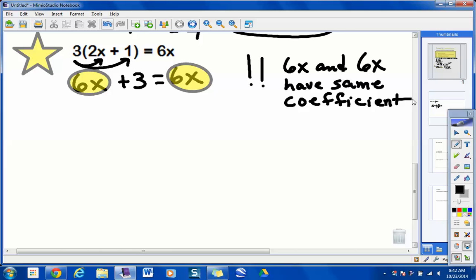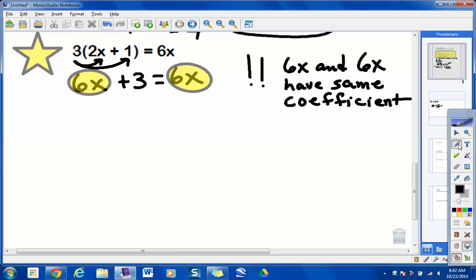Take a look at the left side. Can I put anything together on the left side, like the 6x and the 3? Can I put those together? No. On the right side, there's just a 6x, so there's nothing to combine on the right side, is there? All right, here we go. This is where things get goofy. We need to get rid of this 6x on the right side because we said we don't like variables on the right side, right?